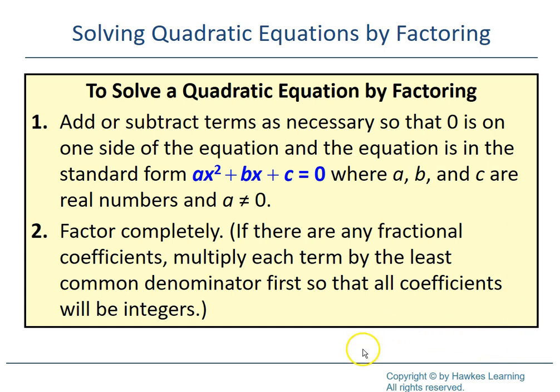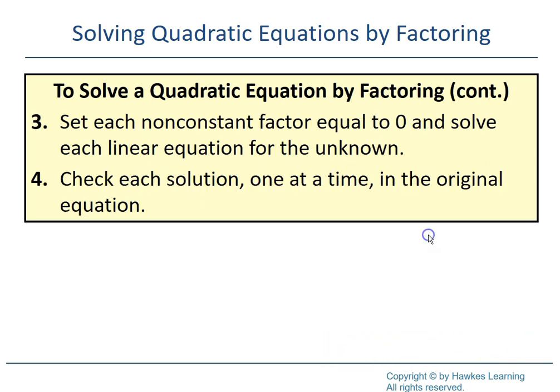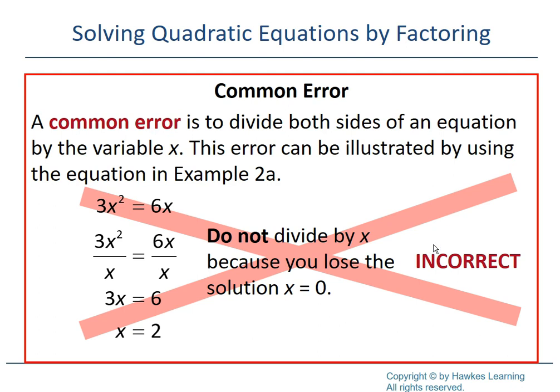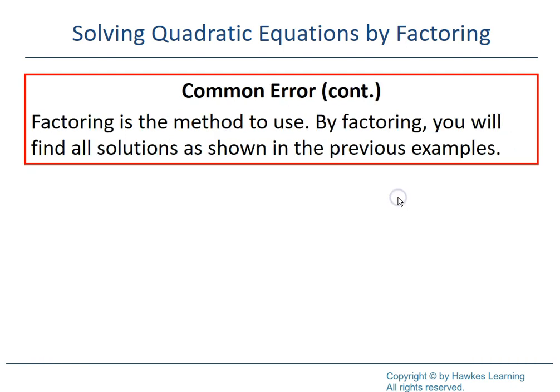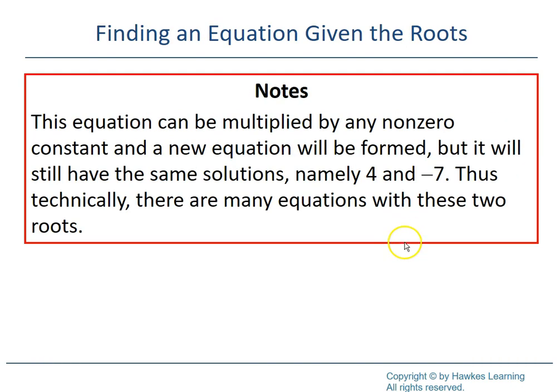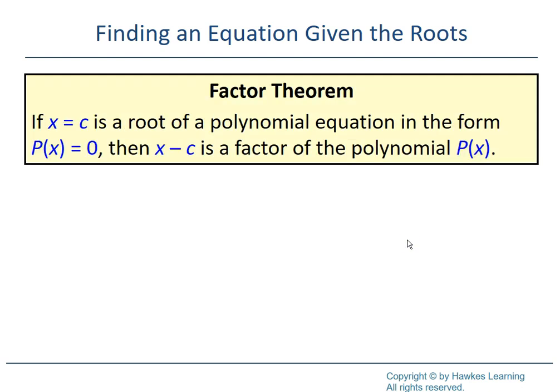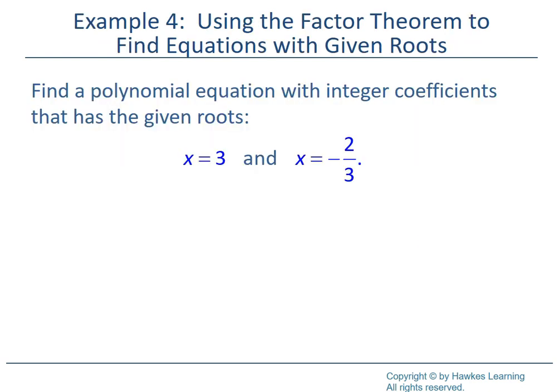Now, for the last part, and by the way, remember you can never solve these by doing this, because to solve this, it must be in standard form. This is incorrect to do it this way. You have to have factors equals 0. That's a common error. Okay, let's go on here.